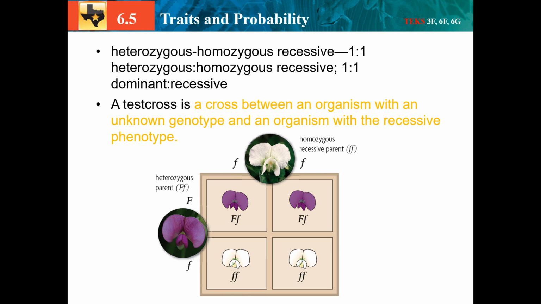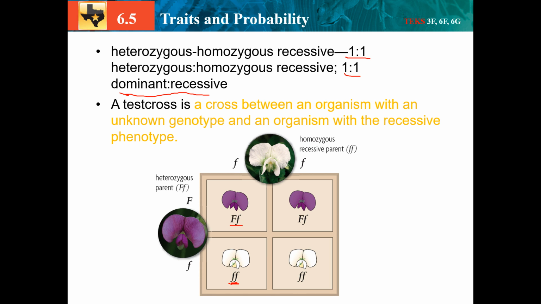And so that's going to look like 1-to-1 for the genotype, where for every 1 heterozygote genotype, you have 1 homozygous recessive genotype, and then you're going to have 1-to-1 for the dominant recessive phenotype, because for every 1 purple flowered dominant, you have 1 white flowered recessive.